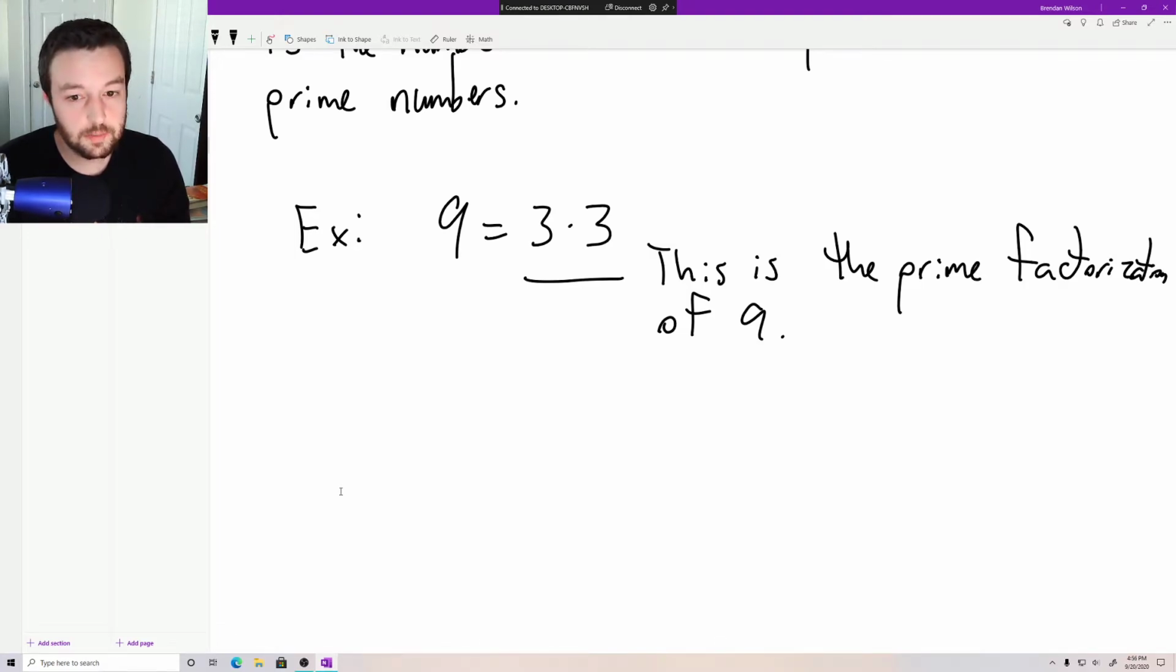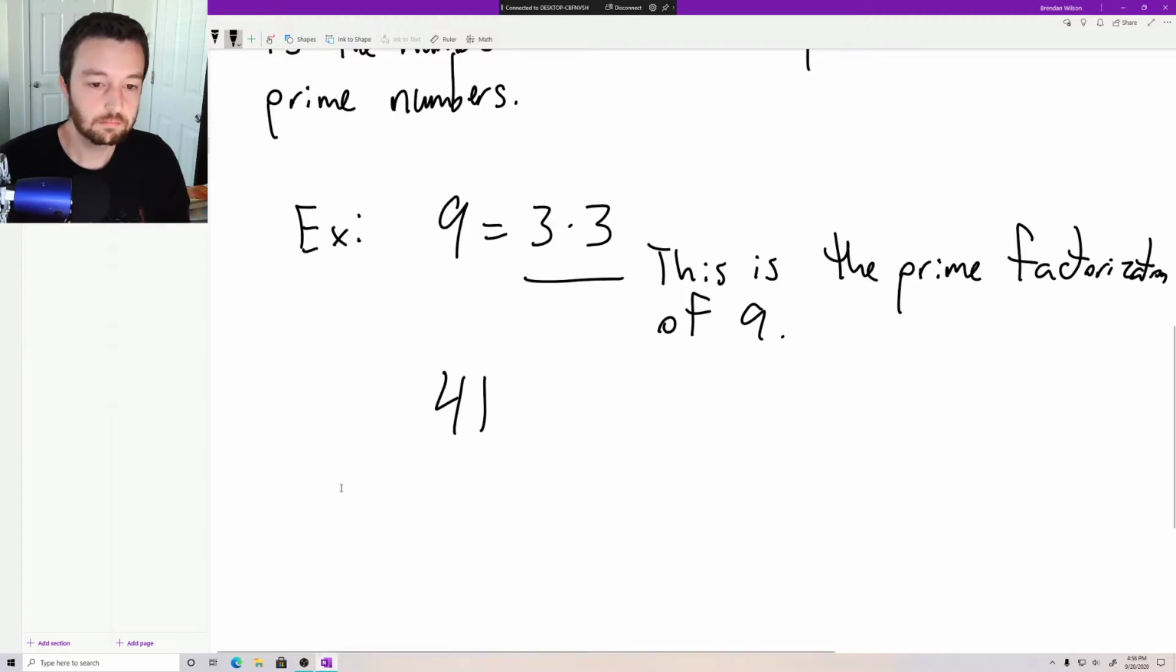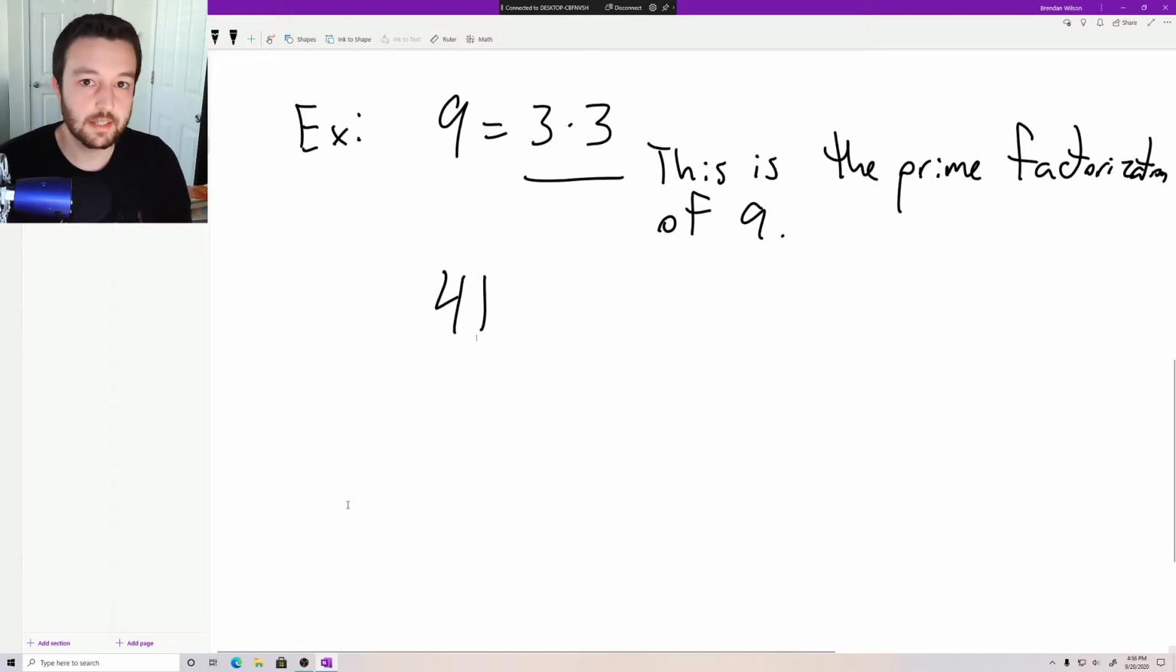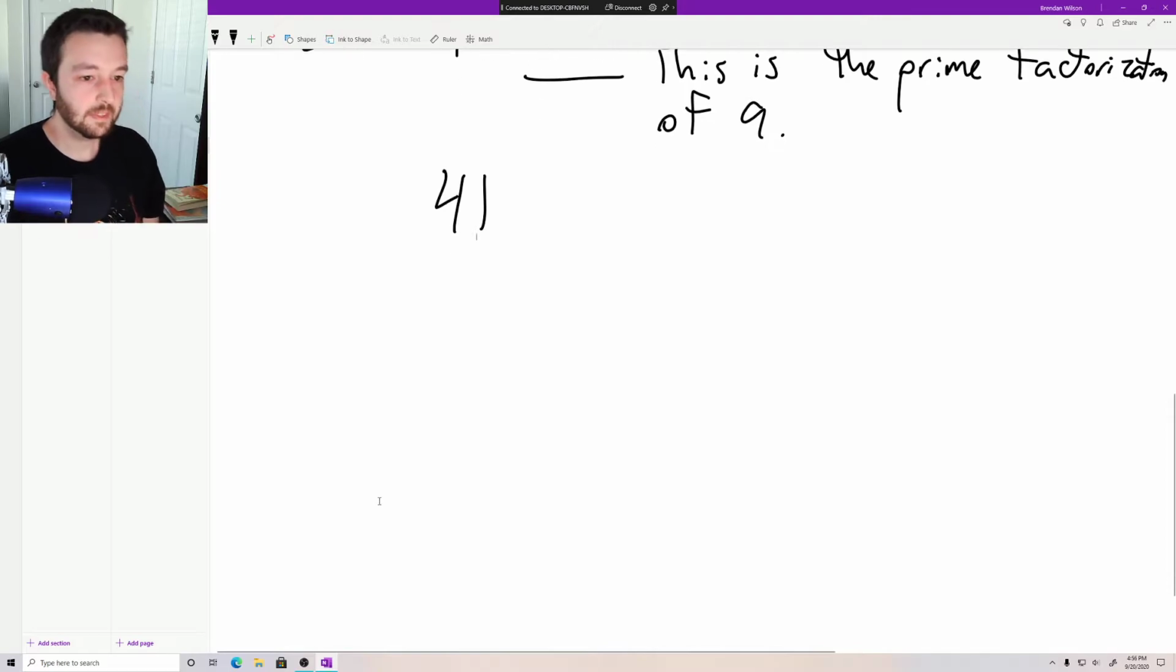One thing we should note is we typically only talk about this with composite numbers, because if a number is prime, then it already can't be broken down anymore, right? So like 41, for example, 41 is prime, so we can't break it down anymore. So this is the prime factorization of 41. It's just itself.